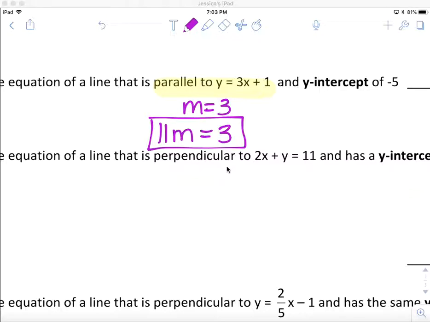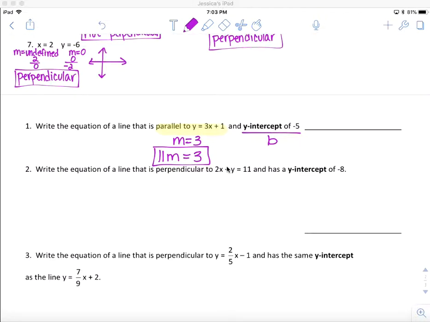Then it tells me that my y-intercept is negative 5. That's my b. Since I have my m and I have my b, I am going to write my answer as y equals 3x minus 5. So you're going to take one piece of information from one part, one piece from the other, and you're going to put it together to write an equation of a new line.